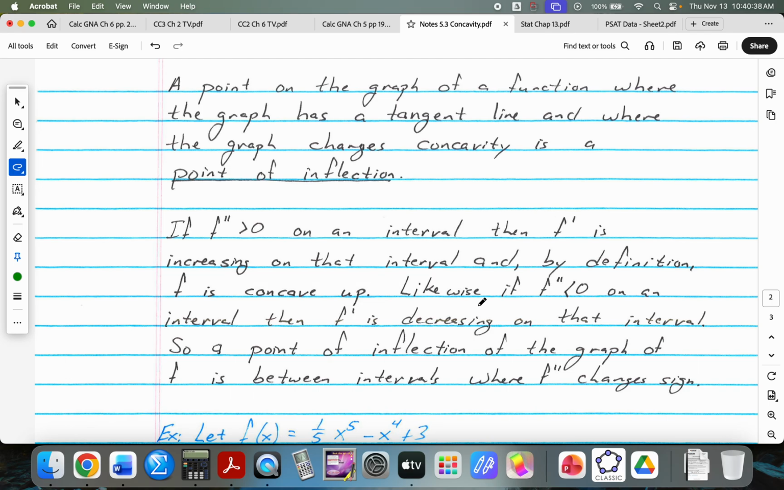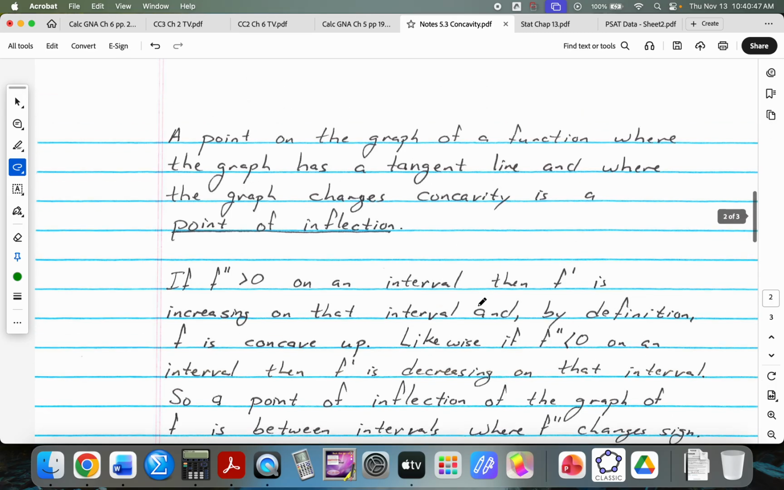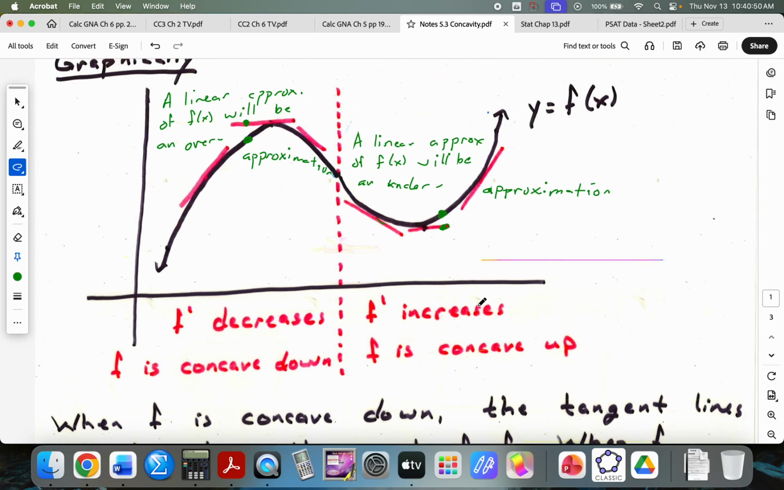A point on the graph of a function where the graph has a tangent line and where the graph changes concavity is called a point of inflection. So back up to here. This point right here is a point of inflection. If you were to lightly put your pencil on this and trace the curve, your hand will feel it when you change from concave down to concave up.